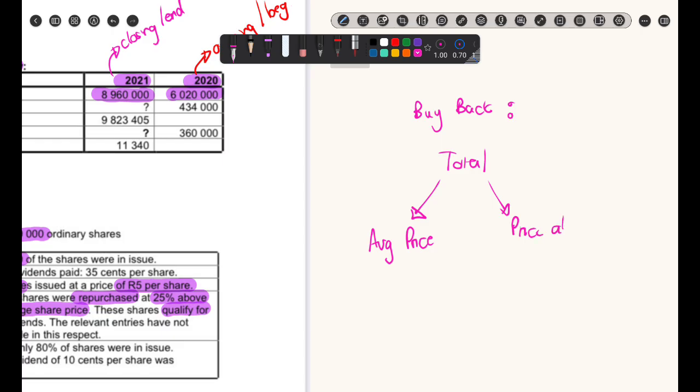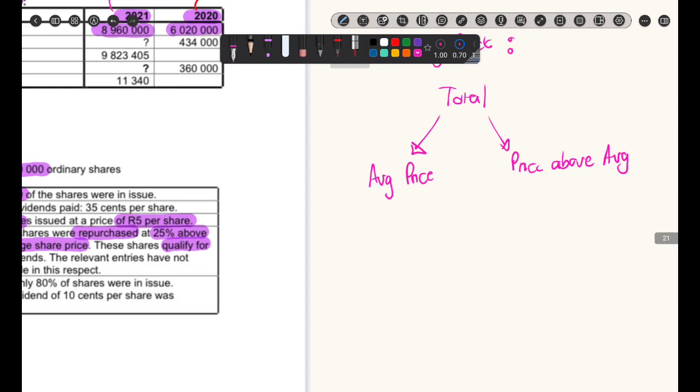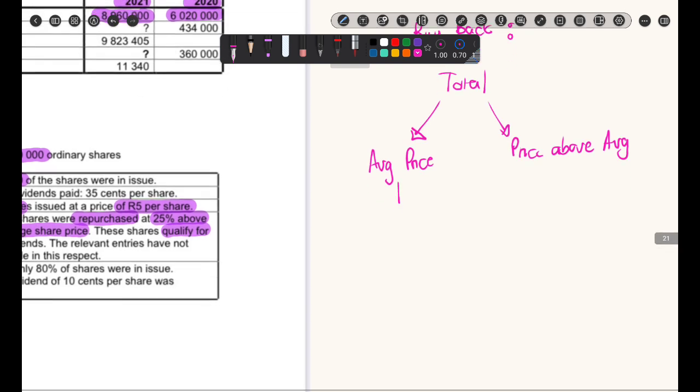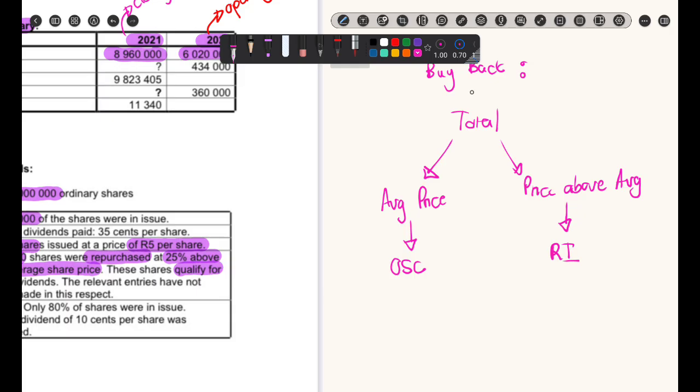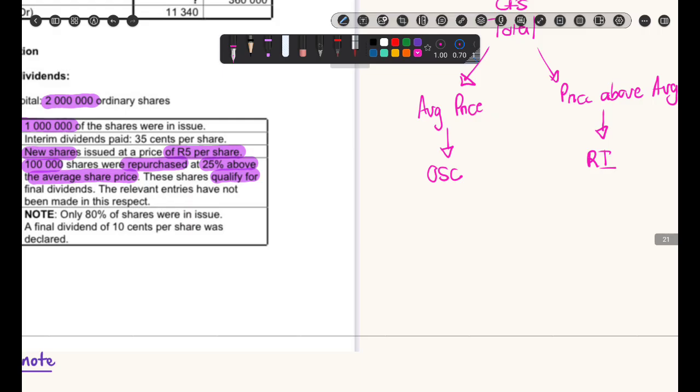So the price above average plus your average price gives you your total, right? My average price is the one that I use for my ordinary share capital notes, and the price above average is the one that I use for my retained income notes. Then when we get to the cash flow statement, you take the total to your cash flow statement, right? So in this case, what do I need? I'm preparing the ordinary share capital note, so I need the average price for my buyback.